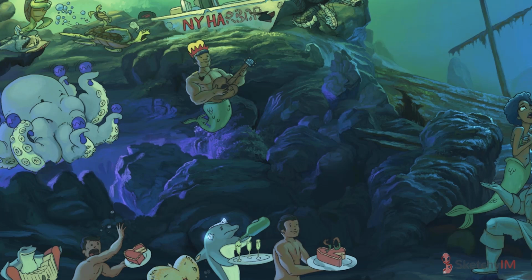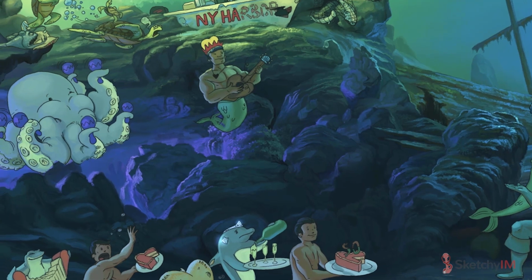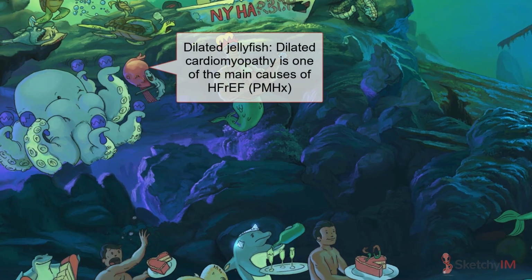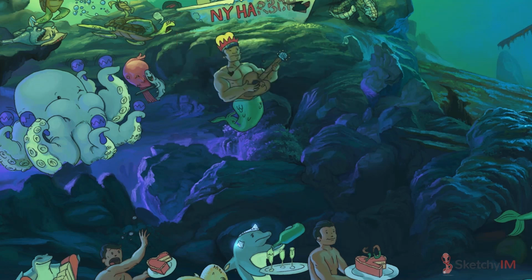After ischemic heart disease, dilated cardiomyopathy is the next leading cause of heart failure with reduced EF. At Sketchy, dilated cardiomyopathy is represented by a big red dilated heart bag, just like the body of this red dilated jellyfish, being used as a cello? Wow, they're creative or sick down here under the sea. I don't know which it is. For all the details about dilated and other types of cardiomyopathy, check out our cardiomyopathy sketch later on in this chapter.